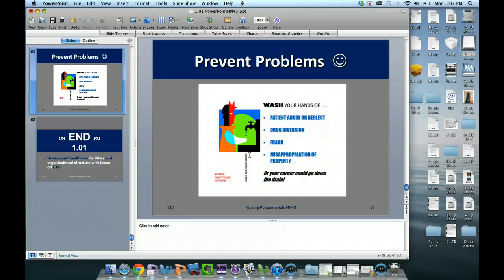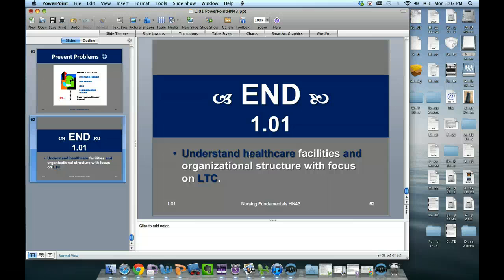So in order to prevent problems, we need to wash our hands of abuse and neglect, drug diversion, fraud, and misappropriation of property, or your career could go down the drain. And that's not just your CNA career, that would be your career in the nursing and medicine field. And this ends our 1.01, Understanding Healthcare Facilities and Organizational Structure, with focus on long-term care facilities.